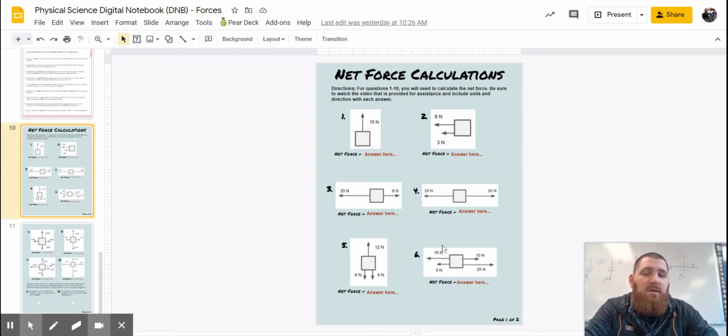Now, on this assignment, our goal is to determine the net force acting on each of these force diagrams. To do this, we're going to need to do some vector addition. What that means is that vectors or arrows that are in the same direction get added together, while vectors in opposite directions get subtracted.